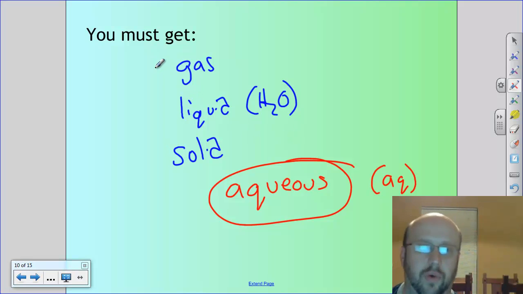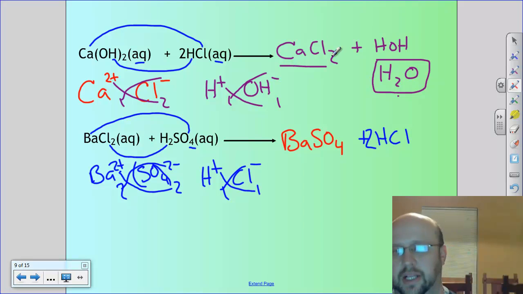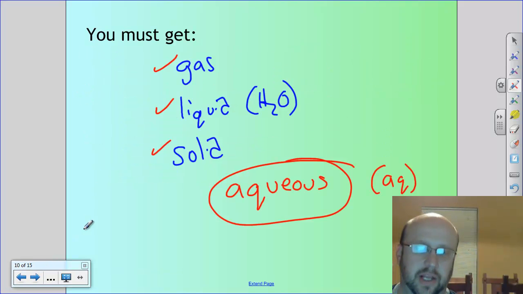But we have to have one of these three things: gas, liquid, or solid. So how do I know that I have that? Like, I found my products in the last case, but I didn't give anything phases. I know that's water and that's a liquid, but I don't know if that's solid, liquid, aqueous, whatever. Okay, so how do you know?